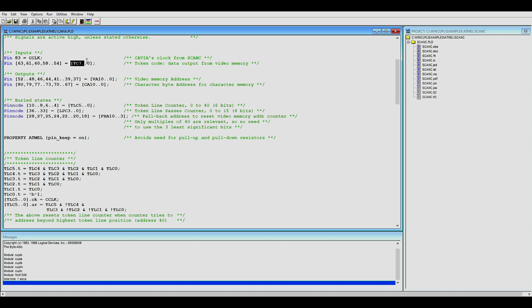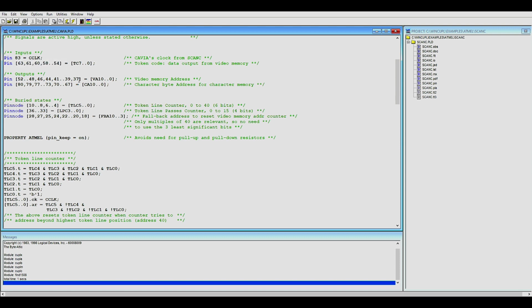Now, this is the token code that Cavia will read from video memory. Once it addresses the video memory, it will spit out the code of the token that is stored in that address. Usually it's a number from 0 to 255. It's an 8-bit number, so the token code goes from bit 7 to bit 0. These pins are then used.